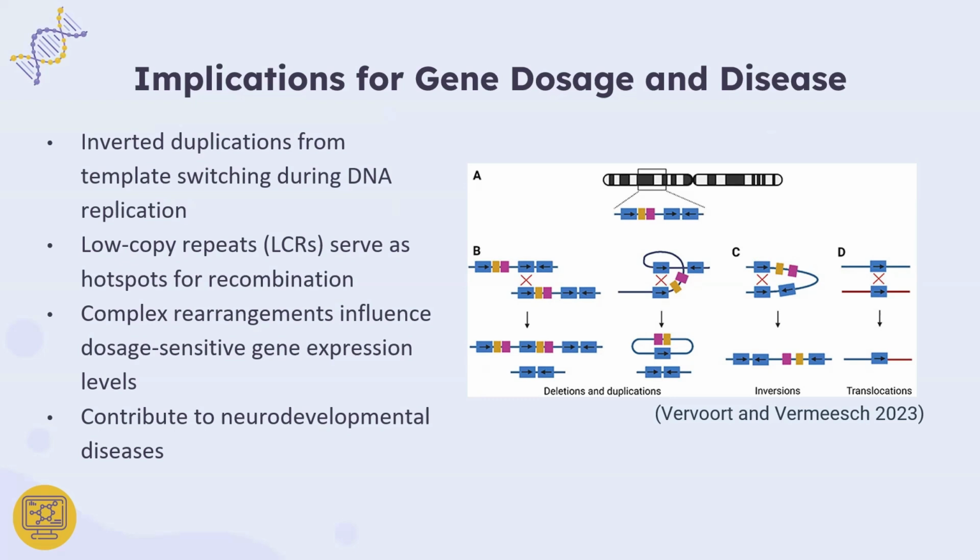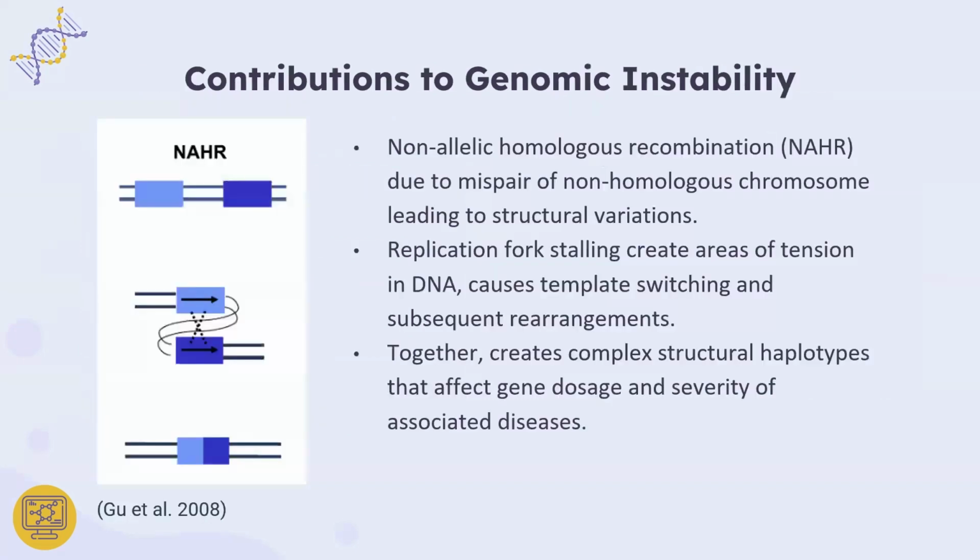The study reveals that these complex rearrangements have profound implications by directly influencing the expression levels of dosage-sensitive genes. For instance, disorders such as MECP2 duplication syndrome arise when there are alterations in the number of gene copies, leading to an imbalance in gene expression, which disrupts normal developmental processes and contributes to the onset of neurodevelopmental diseases.